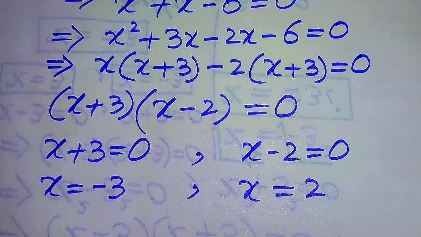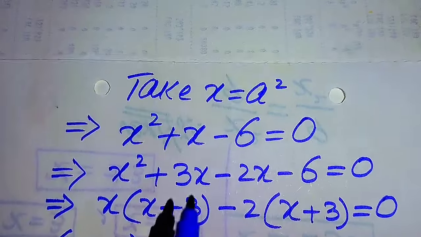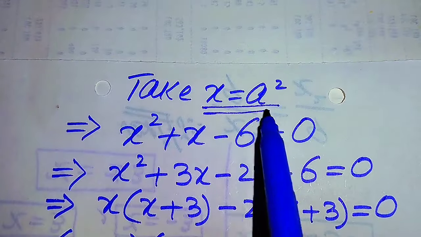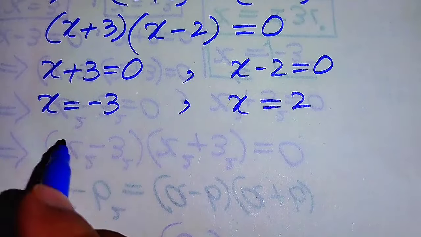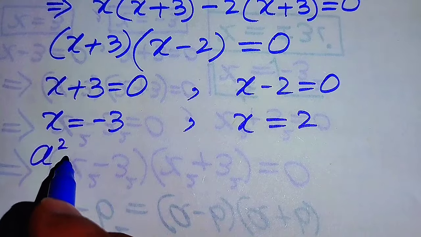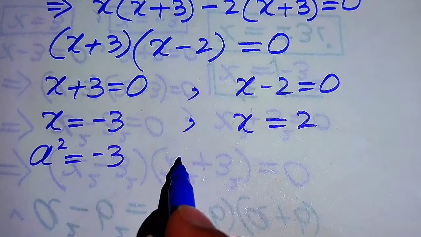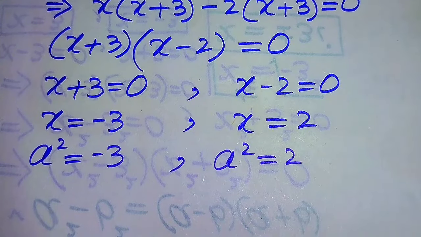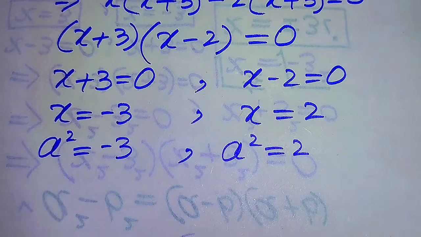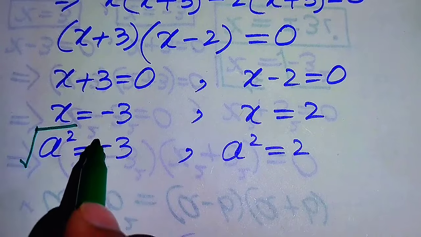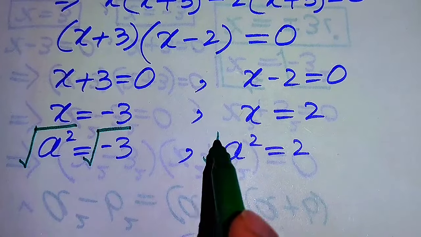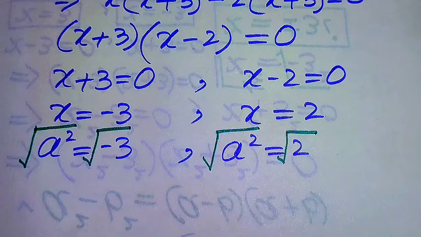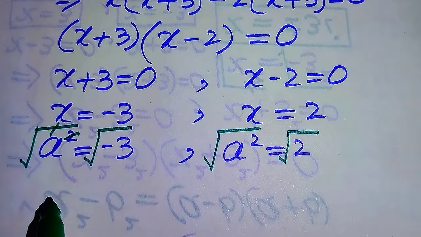And here we need to move backward because we need to find the values of a, and we take our x equal to a square, so we back substitute this value of x, and when we put this value of x, it will be written as a square equals to minus 3, and from here we have a square equals to 2. So here for the values of a, we need to remove the square sign from the left hand side on both of these two cases, so we apply square root on both of the sides on both of these two cases.